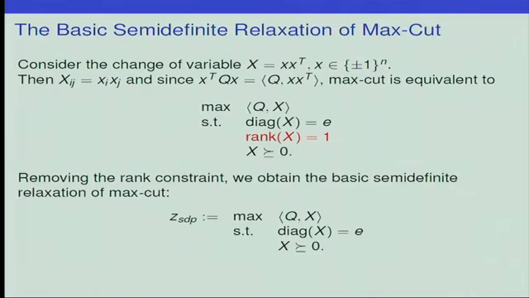To get a semi-definite relaxation, I'm going to make a change of variable. I'm going to have this matrix big X, which is x x transpose, where x is +1 or -1 entries. And then using this standard approach in the area, I can linearize the objective function as the inner product of Q and X. And I have these constraints that we already saw, that the diagonal of X is 1s, the rank of X is 1, and that X is positive semi-definite.